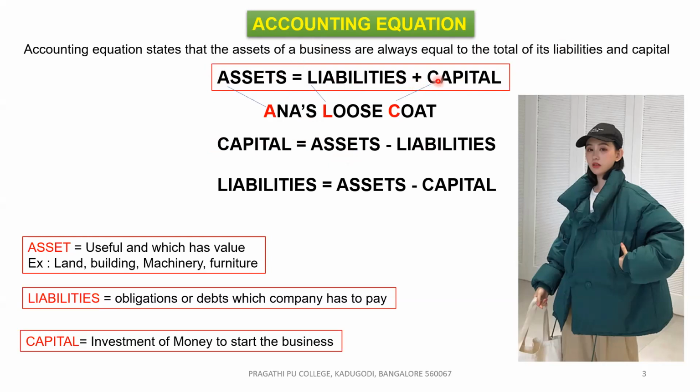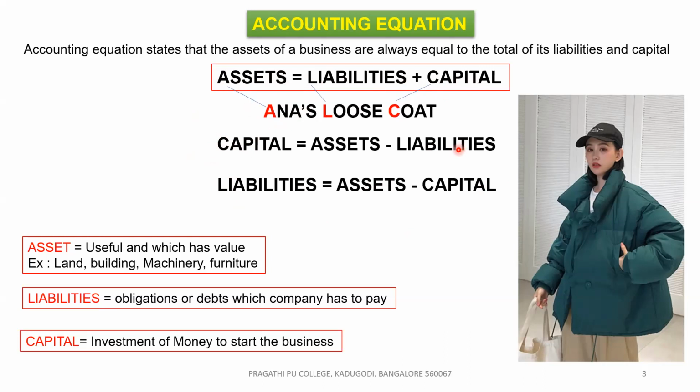If you keep the capital here and the liabilities go to the left side, what does it become? Plus becomes minus. So capital is equal to assets minus liabilities. And what is liabilities in the same formula? Keep liabilities as it is and take the capital to this side; plus capital will become minus capital. That means liabilities is equal to assets minus capital. If they ask in the examination what the accounting equation is, you have to write assets is equal to liabilities plus capital. From that, you can make the other two formulas, right?